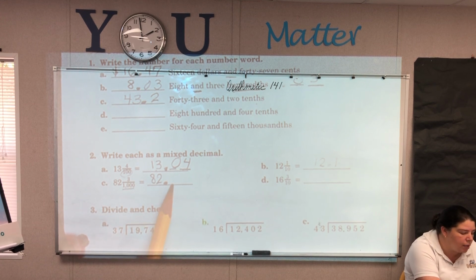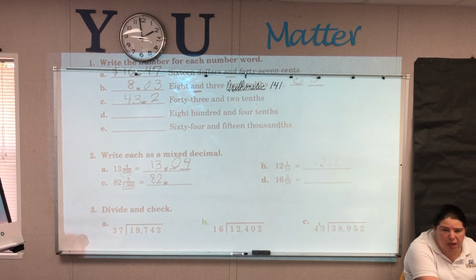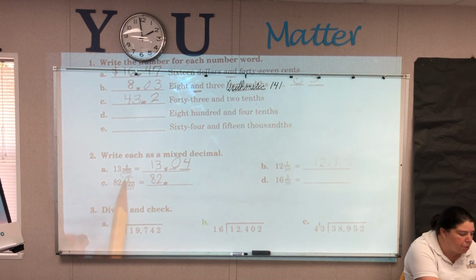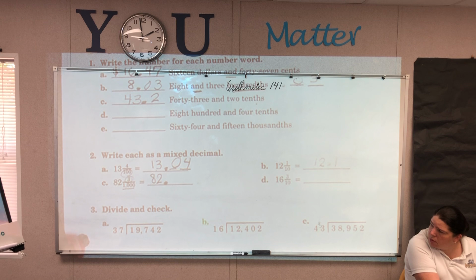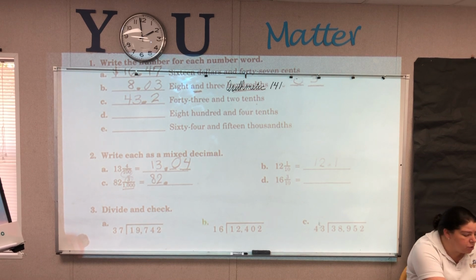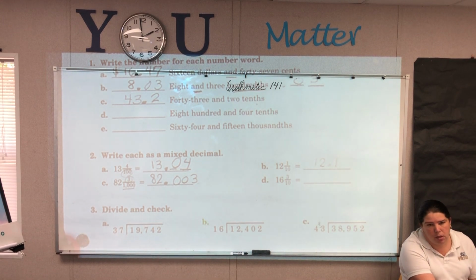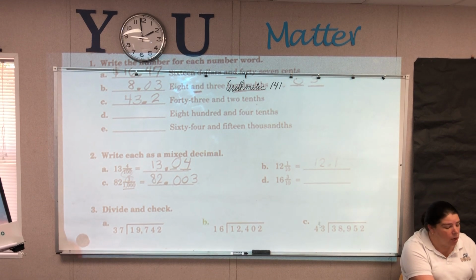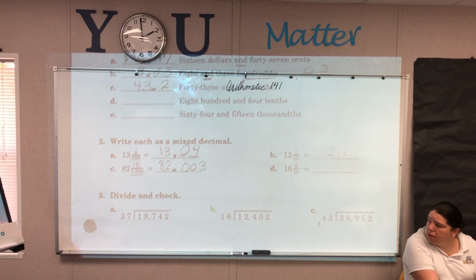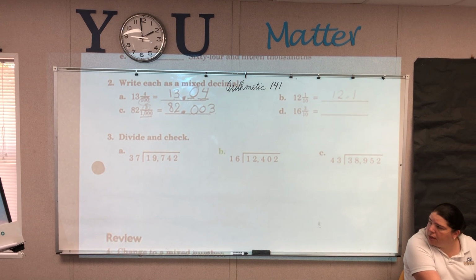That means we need 1, 2, 3 place values. But we only have the number 3. So here's what we have to do. We just put the 3 at the end, and we know we need 3 place values. So 1, 2, and the 3 makes 3. Okay? Do letter D on your own. I'm going to go and check, divide and check, letter B.